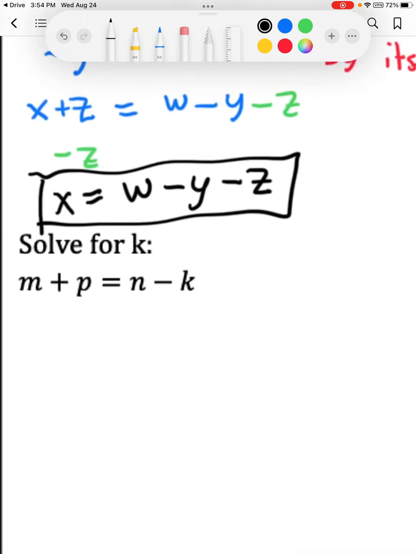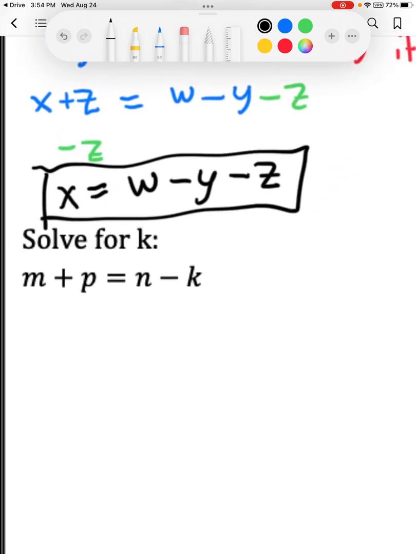So let's go ahead and look at our next example problem. Solve for k. Now this one's interesting because notice we have a minus sign right here. That minus sign is kind of tricky. Now, since we are subtracting the k, if we were to simply move the n to the other side, we would still have negative k. So in this particular case, I think I'm going to do something kind of strange. I'm actually going to add k to both sides, giving us k plus m plus p is equal to n.